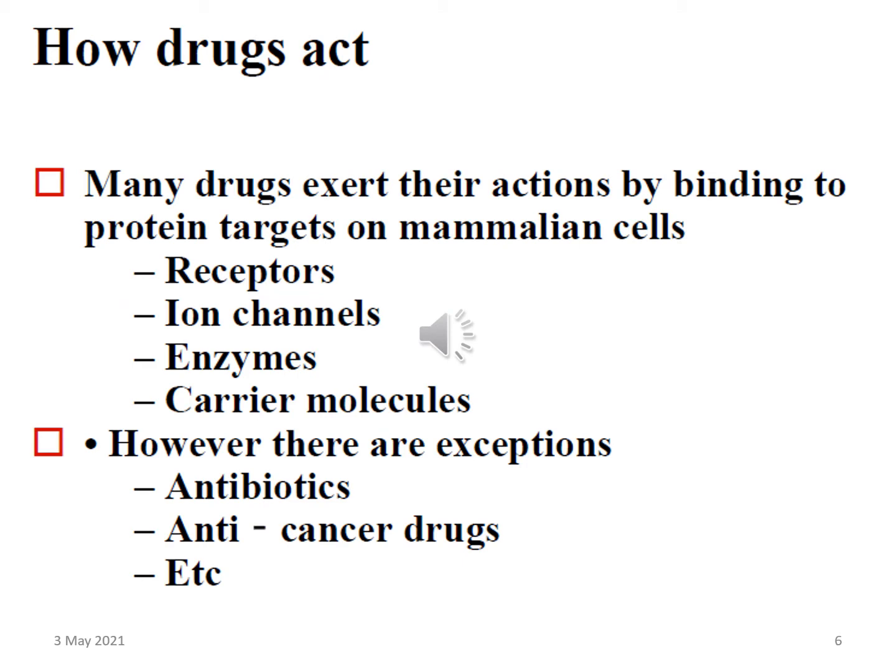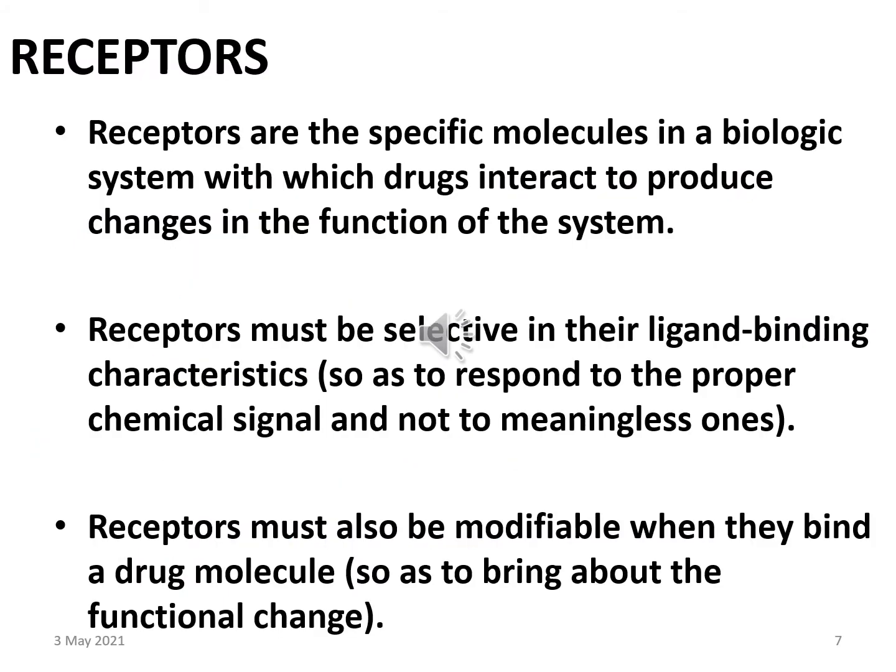Now, how do drugs act? Many drugs exert their action by binding to protein targets on mammalian cells. These proteins are receptors, ion channels, enzymes, and carrier molecules. However, there are exceptions such as antibiotics and anti-cancer drugs. So the majority of drugs act on either receptors, ion channels, enzymes, or carrier molecules. Well, let's go through receptors.